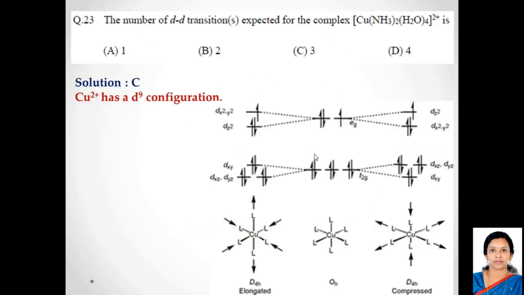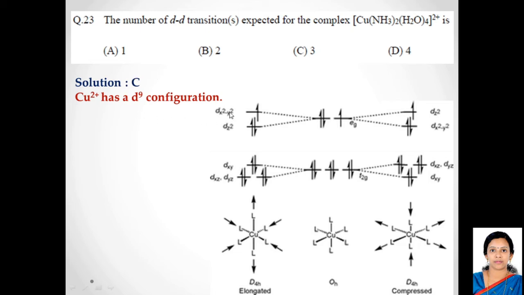Moving on to question number 23. The number of d-d transitions expected for the complex is... So there is a copper ammine aqua complex shown. The copper is in a 2 plus oxidation state. So in a 2 plus oxidation state, the d electron configuration is d9. So copper 2 plus is a d9 species.